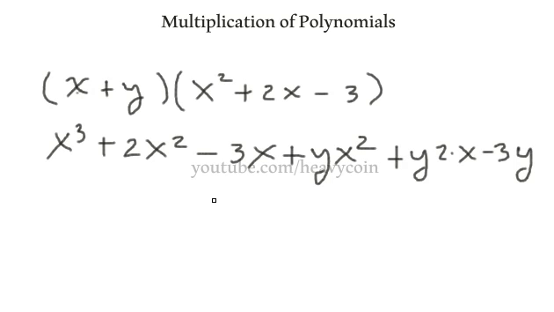Alright, well, let's see if we can do something with this. We have an x cubed. I'm just going to write it out. We have x cubed plus, let's see, we have a 2x squared and no other like terms. We have a minus 3x, and it doesn't look like we have any like terms there either.